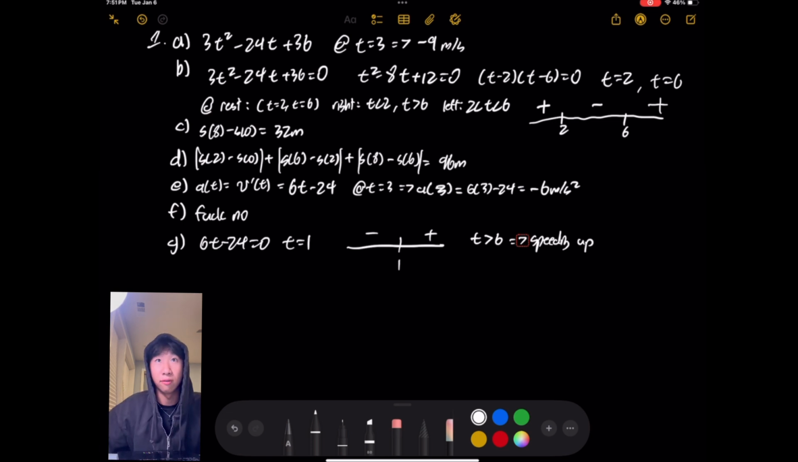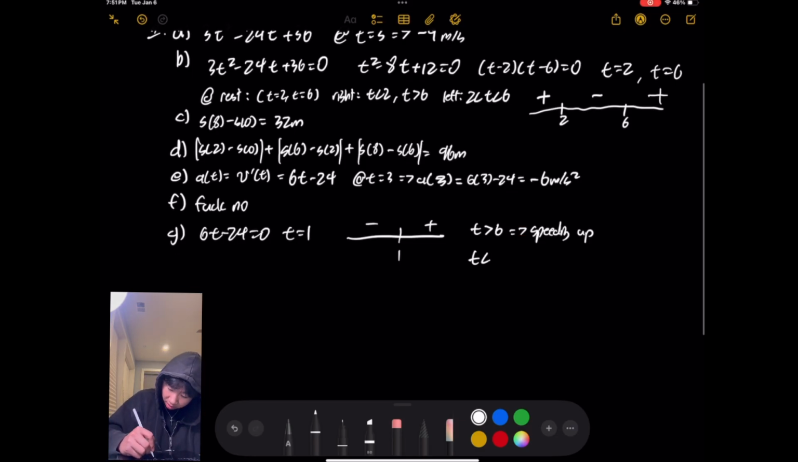Now, when they are different. Let's say velocity is positive and acceleration is negative. So it's got to be less than 1 and less than 2. Because when it's less than 1, acceleration is negative, and when it's less than 2, velocity is negative. So if it's got to be less than 1 and less than 2, what does it have to be? It has to be less than 1, because if it's like 1.5, yes, it's less than 2, but it's not less than 1. So t less than 1, slowing down.